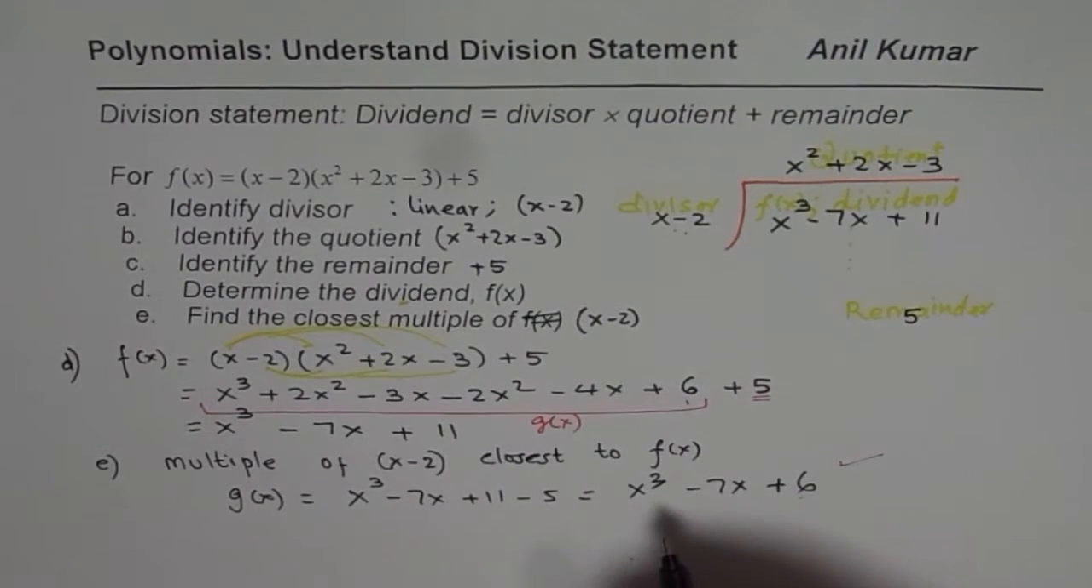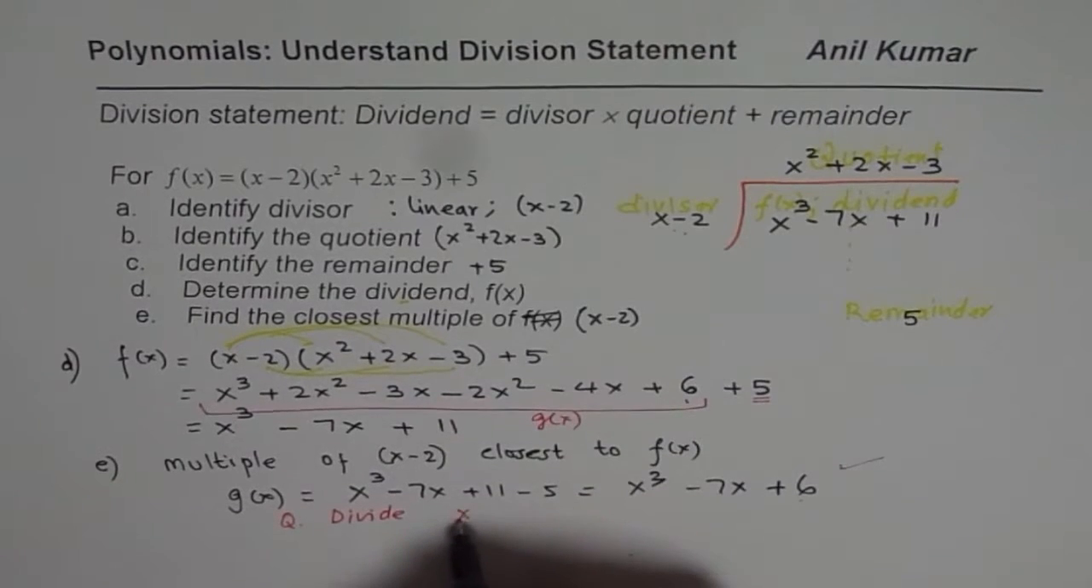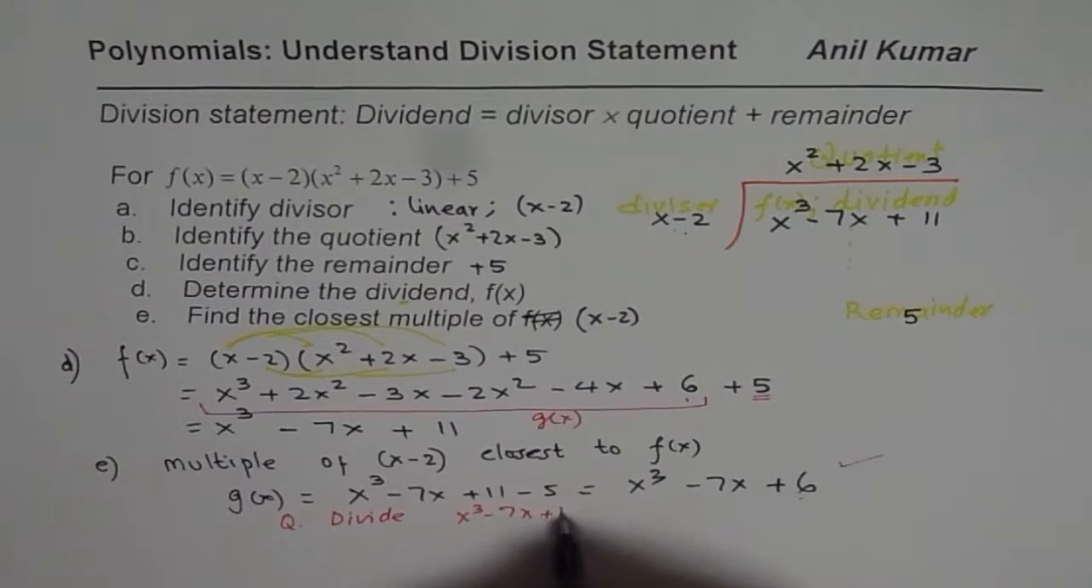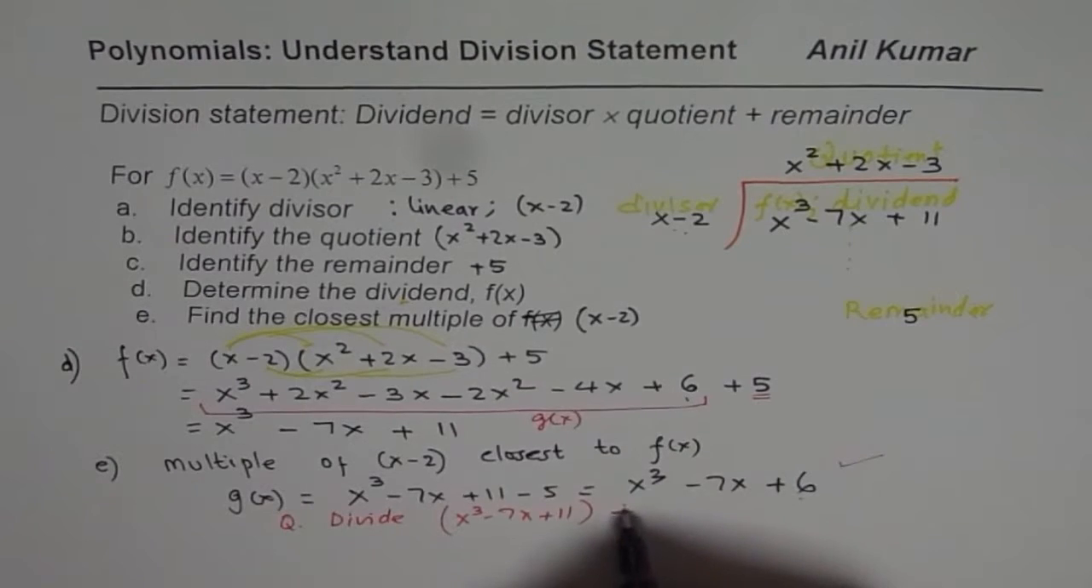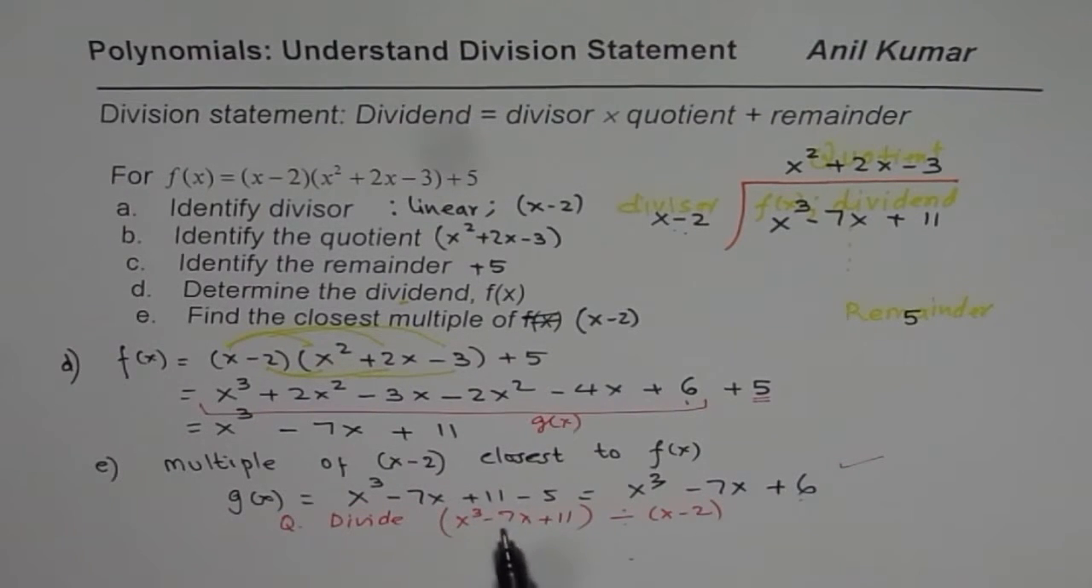Now, as an exercise, your question is: divide x cubed minus 7x plus 11 by x minus 2. Do this operation and check the results on your own. That is kind of interesting. Remember, when we have missing terms, you need to introduce zeros for the missing terms and then divide. That will be a good exercise for you to do. I hope it really helps. Thank you and all the best.